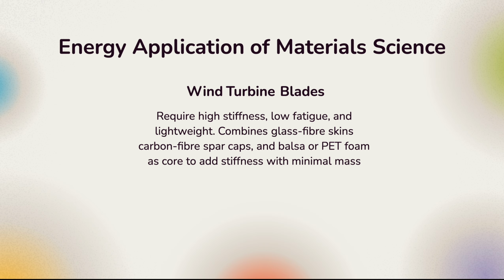So this is why we require high stiffness, low fatigue, and lightweight materials, such as glass fiber skins, carbon fiber spar caps, as well as a type of foam. And this foam will add to the stiffness within the core of the blades, keeping them stable with minimal mass, contributing to their lightweight property. And this is a way we can engineer these blades without limiting their purpose or function.